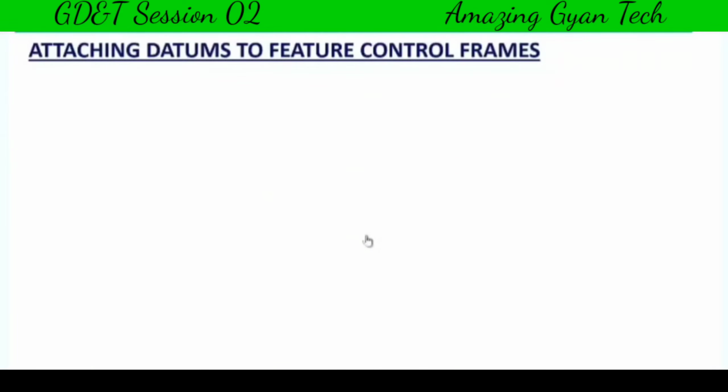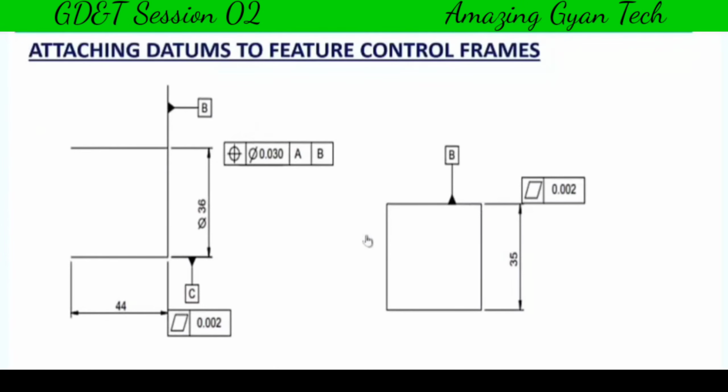Attaching datums to feature control frames. As we discussed earlier about the feature control frame, it is a rectangular block which conveys some information to the person who is going to interpret the drawing. So this is a wrong way of attaching a datum to the feature control frame. Here you can see the datum is not at all connected to the feature control frame. The feature control frame is somewhere here and the datum is at a different location. So this is not a correct way. It will make your drawing look unorganized, and it will be very difficult to interpret.